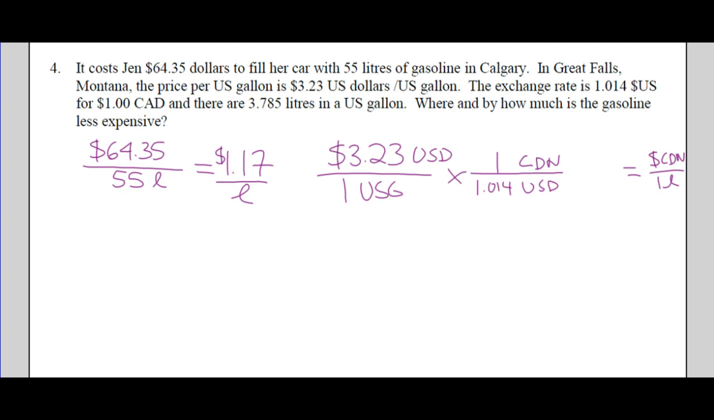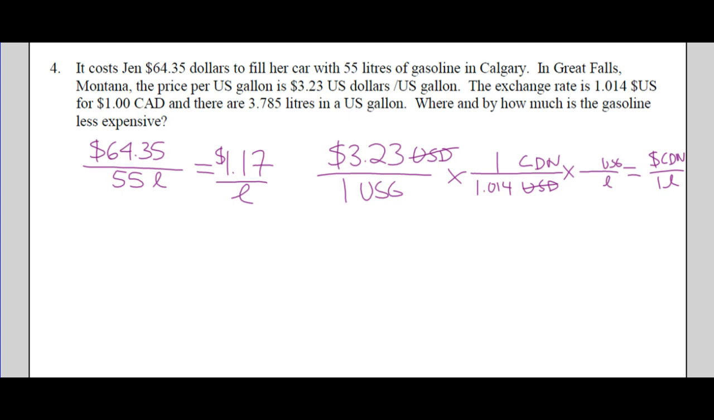1.014 US dollars is 1 Canadian dollar, right? So they give that to us in there. And $1 Canadian is 1.014 US dollars. Now I get to cross off US dollars. So now I have Canadian dollars up top and US gallons on the bottom, right? And I want Canadian dollars in liters. So the top is good, right? The bottom, I'm going to put a US gallon on the top and a liter on the bottom.